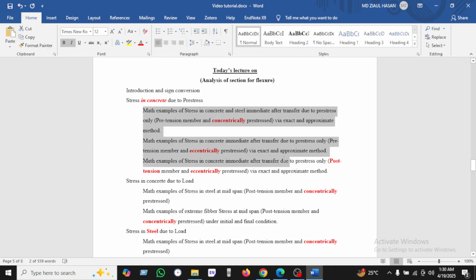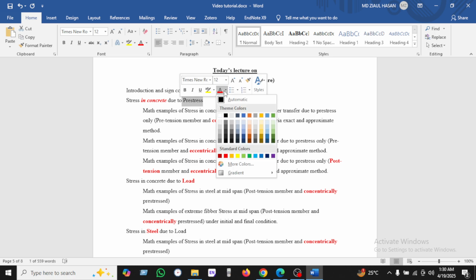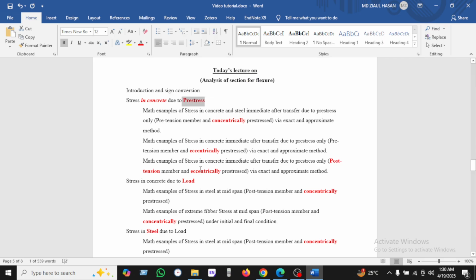And then a math example of stress of concrete immediately after transfer due to prestress only. Post-tension member, eccentrically prestressed, by exact and approximate method. Then we can see the stress in concrete due to load, and it was due to prestress.